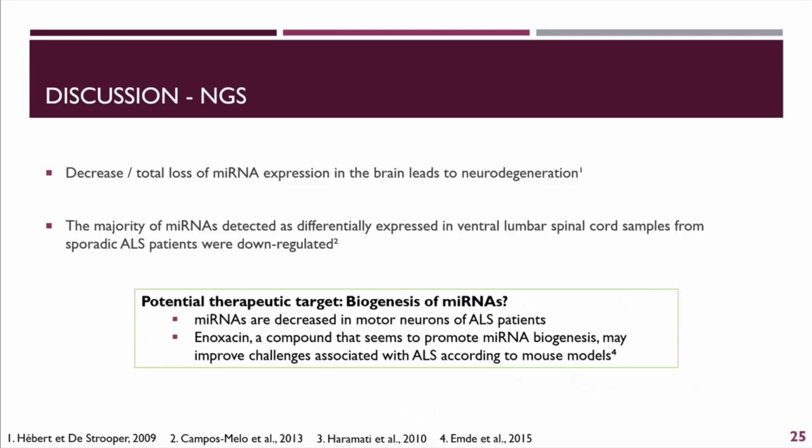That also brings another point, maybe a future perspective. Maybe a potential therapeutic target would be to alter the biogenesis of microRNAs in these patients. If microRNAs are decreased in the motor neurons of ALS patients, then maybe increasing them might help counteract that. And sure enough, enoxacin, which is a compound that seems to promote microRNA biogenesis, seems to improve challenges associated with what the mice were experiencing in ALS mouse models. And probably more interestingly, recently there have actually been clinical trial recruitments to offer enoxacin to patients with ALS. So it will be interesting to see what the results of those clinical trials will be.